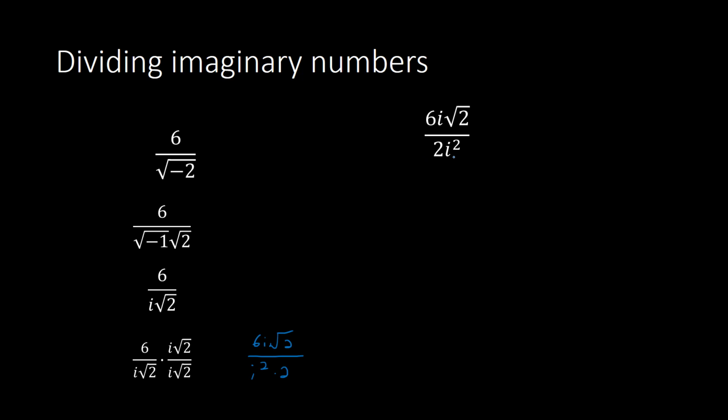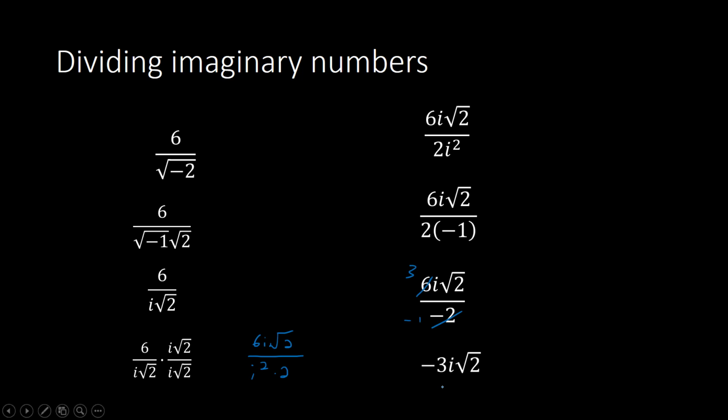Okay, and then from here, the i squared, we can write that as negative 1. So what I have is going to be 2 times a negative 1, which would be a negative 2. And then I can simplify the 6 and the negative 2 by dividing, and I get a 3 over negative 1. Or you could just write that as a negative, and then 3 times i times square root of 2. And that is my solution.